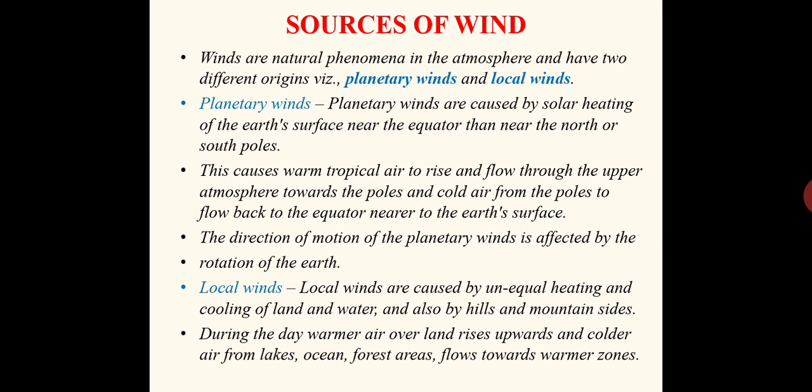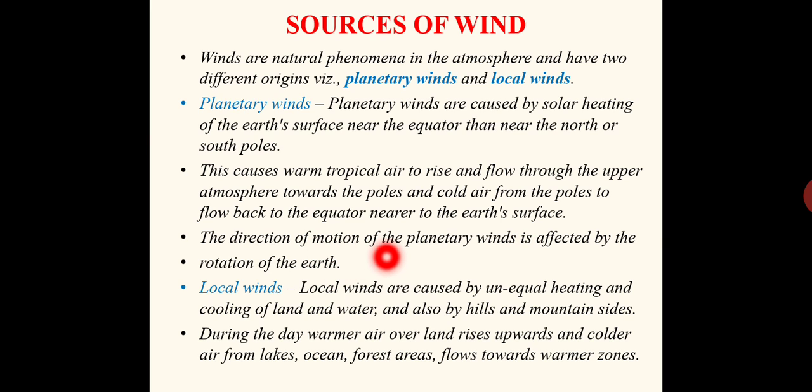So hot air will be moving through the upper atmosphere, and the cold air will be flowing through the lower atmosphere. This circulation of air from the equator to the pole and from the pole to the equator is known as the planetary winds. Actually, this movement is caused by the rotation of the planet, and the path followed by the air is a curved path. The direction of motion of the planetary wind is affected by the rotation of the earth.